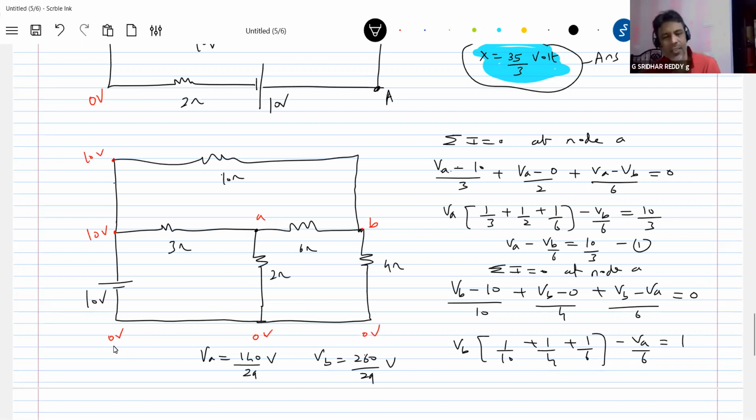One cross check: can VA be greater than 10 volt? I think this is also a better idea we must have. Can the VA potential be greater than 10 volt? Because this cell is what is going to energize the circuit. So we should also have some basic idea of our answers here. Can the potential be more than 10 volt?